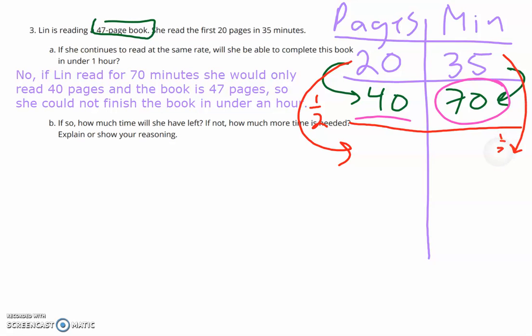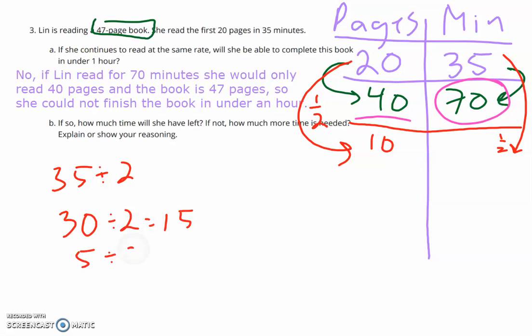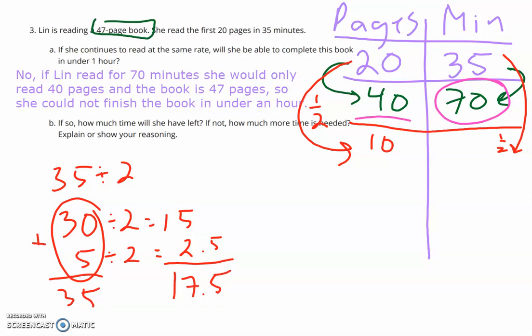Half of 35, half of 20, that'll be 10. Half of 35 is the same as getting half of 30. Half of 30 is 15. Half of 5 is 2.5. So half of 35 is 17.5. 17.5 minutes for 10 pages.